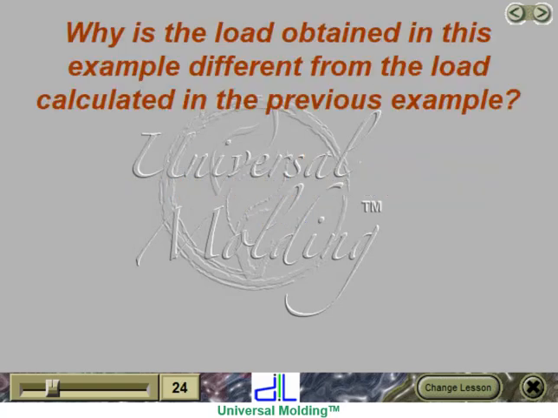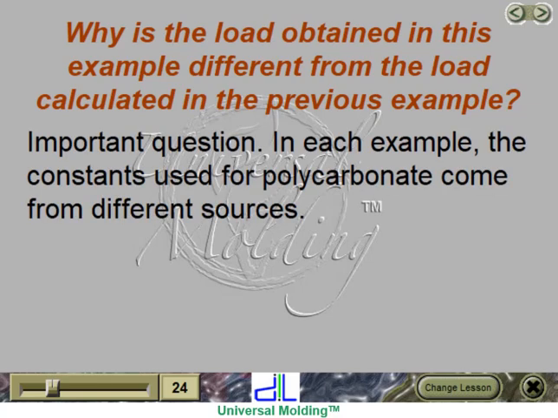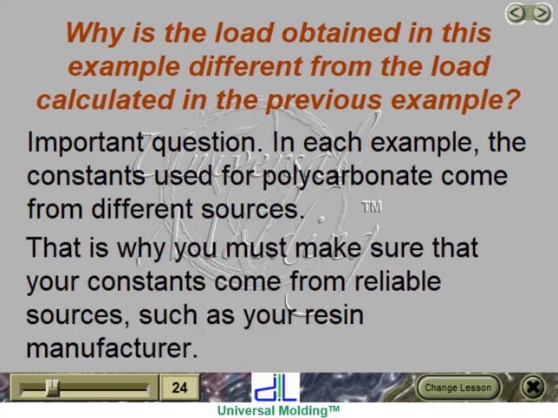Why is the load obtained in this example different from the load calculated in the previous example? Important question. In each example, the constants used for polycarbonate come from different sources. That is why you must make sure that your constants come from reliable sources, such as your resin manufacturer.